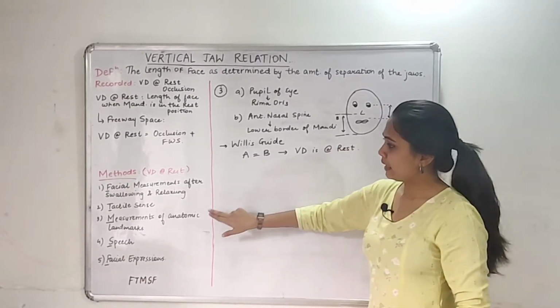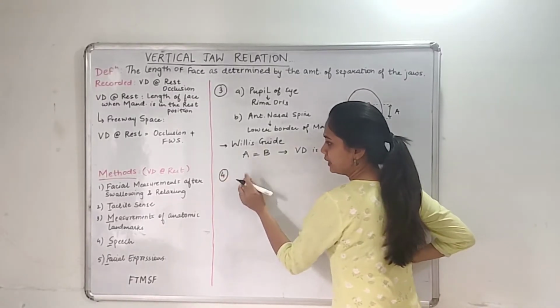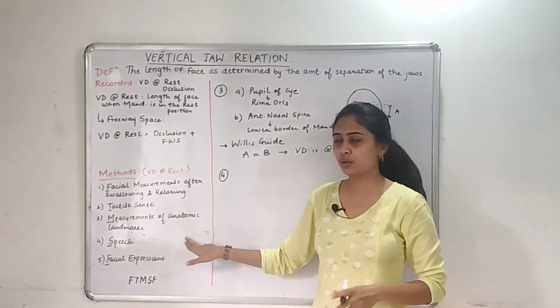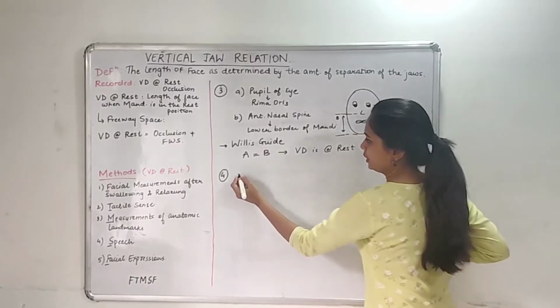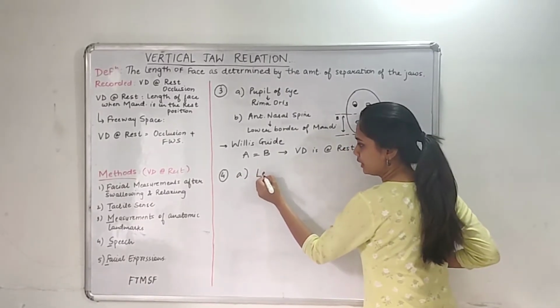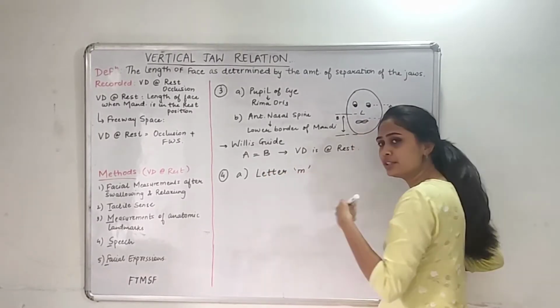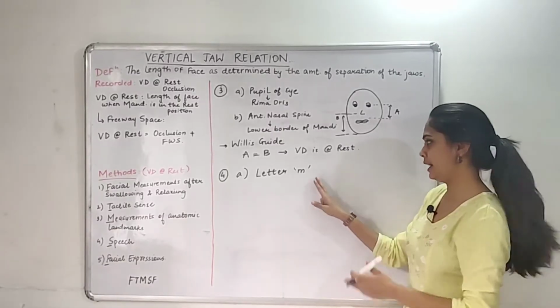Okay. Now we'll go about with the speech. So that is point 4. In speech, there are again 2 methods by which we can record the vertical dimension at rest. Here, first we can ask the patient to repeatedly pronounce the letter M or something which ends with M, known as Ram, or anything which ends with M.